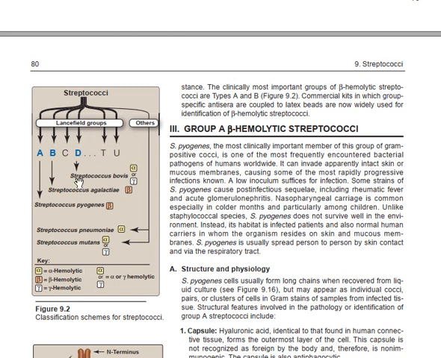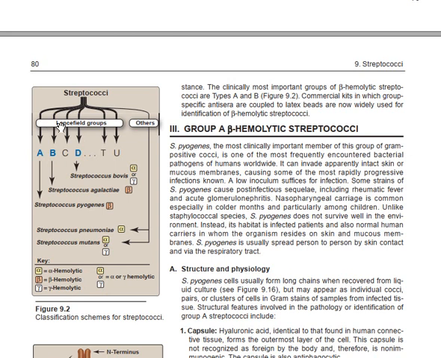Now, for group A, we have Streptococcus pyogenes, and under Streptococcus pyogenes, you can see the letters alpha, beta, gamma, and others. Alpha just means that it is alpha hemolytic. Beta just means that it is beta hemolytic. Gamma just means that it is gamma hemolytic. If they put alpha or gamma, it means that it is alpha or gamma hemolytic. Is it clear?